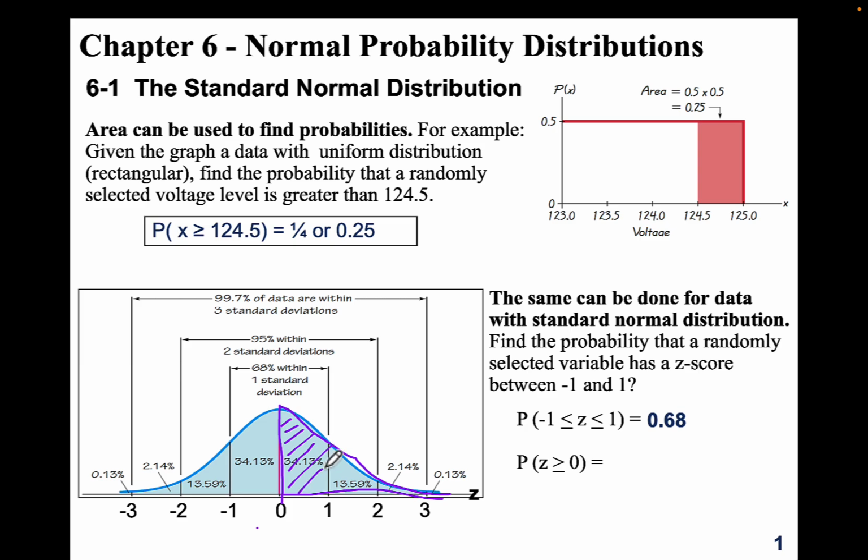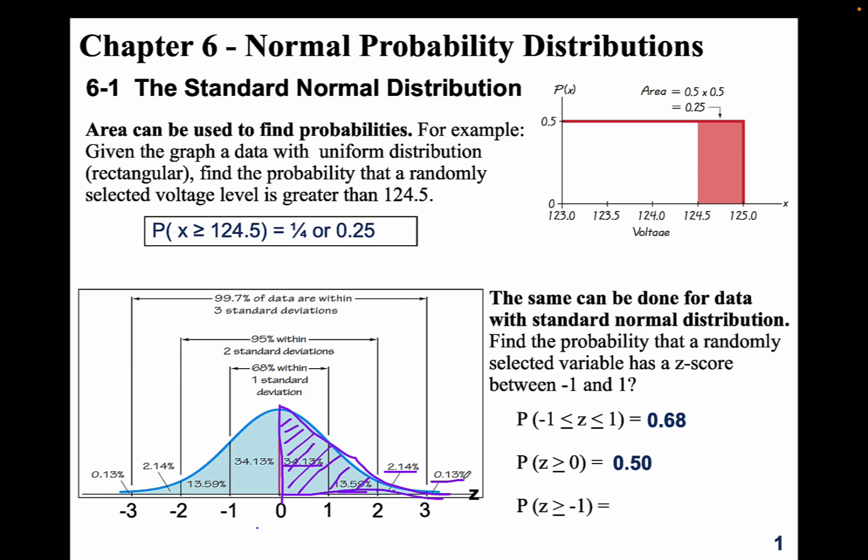So if we can figure out what percentage this is, well, that will lead us to the probability of randomly selecting a data value and having a z-score greater than or equal to 0. Well, you could just eyeball it. Doesn't this look like half? You'd be right. You could also add up these percentages right here. That'll get you to 1/2 or 0.5, or 50%. But remember, we write that probability as 0.50, not as 50%. Okay. All right, let's keep going.